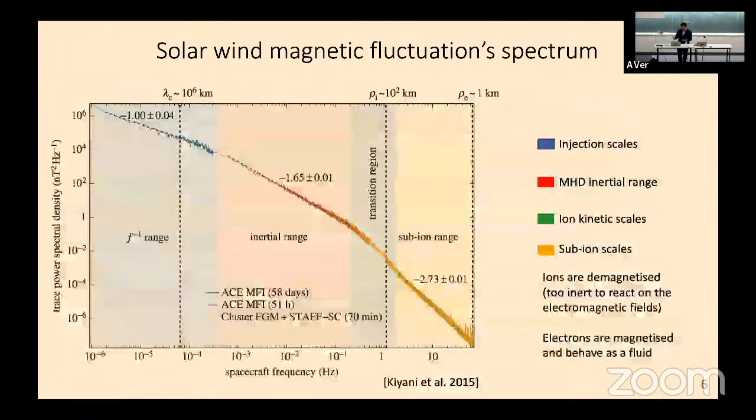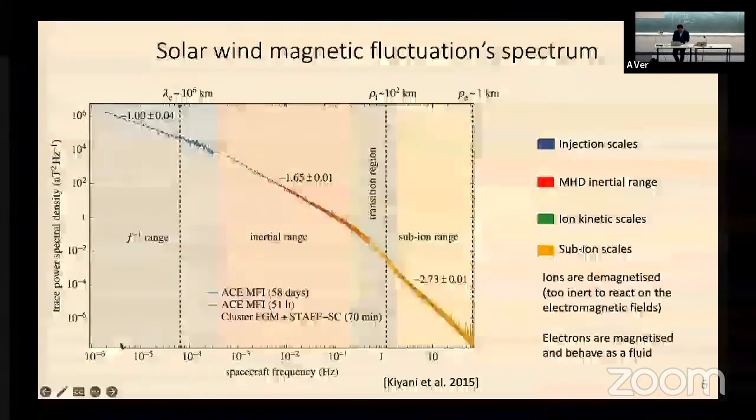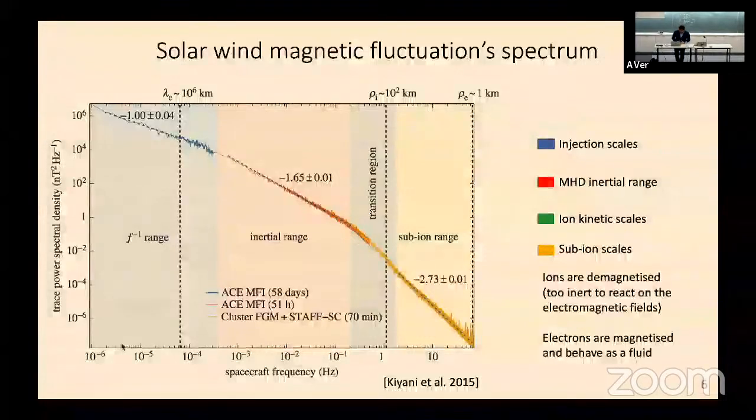After measuring the magnetic fluctuations, we can make a Fourier transform and calculate the spectrum of magnetic fluctuations, and it is shown here. The blue region is the region of frequencies corresponding to injection scales. The red region is the inertial range. The green is the transition scales, where the MHD approximation is not valid anymore.